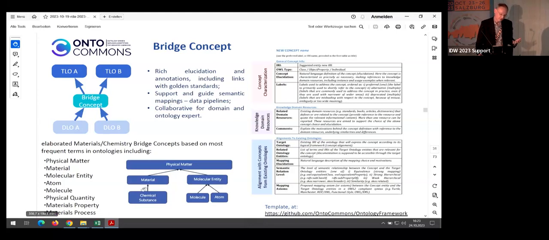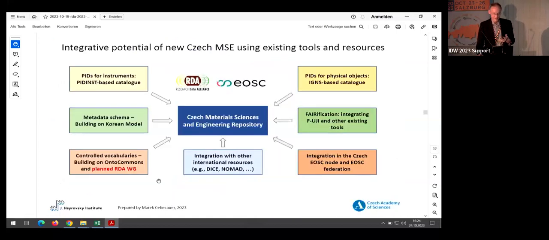And one thing we have, for example, applied that to is a taxonomy of physical matter, where, for example, a material is a more general thing than a chemical substance. Also, in current usage, often materials are classified as a type of chemical substance. But if you look in detail, it isn't.